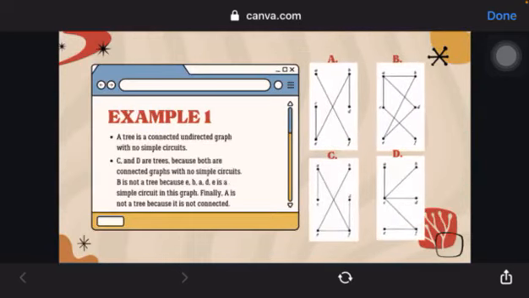So for example 1, a tree is a connected undirected graph with no simple circuits. So C and D are trees because both are connected graphs with no simple circuits. B is not a tree because E, B, A, D, E is a simple circuit in this graph. Finally, A is not a tree because it is not connected, which means it does not have only one root.